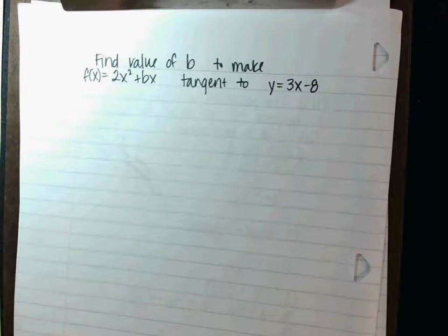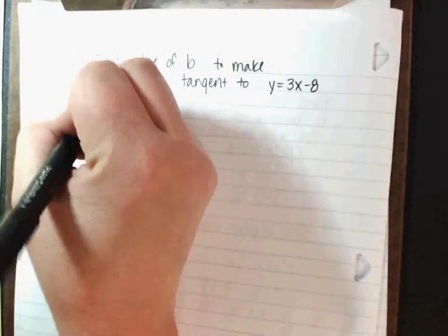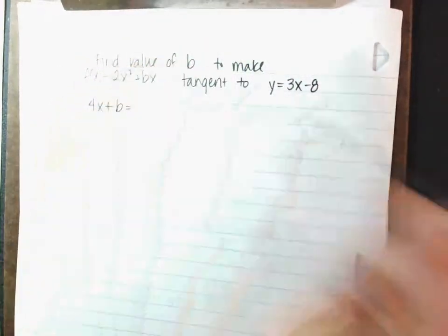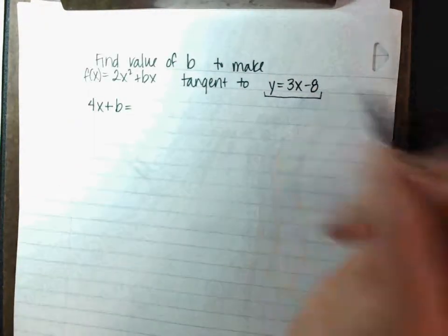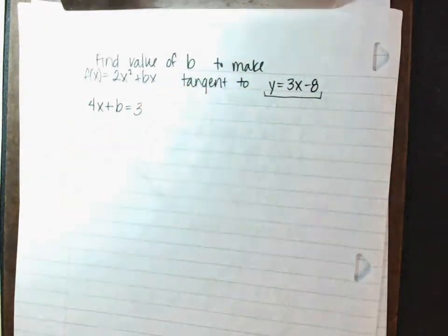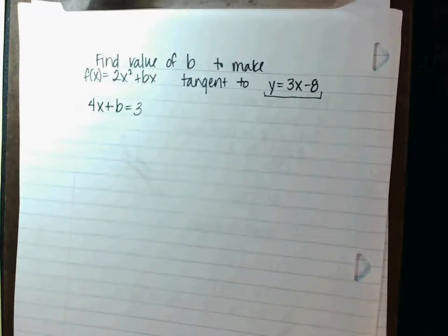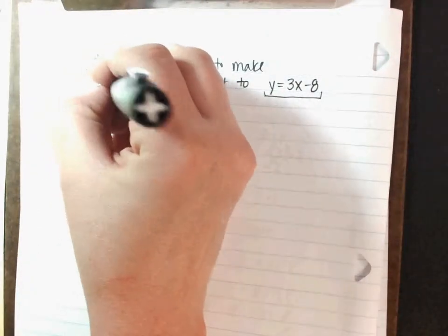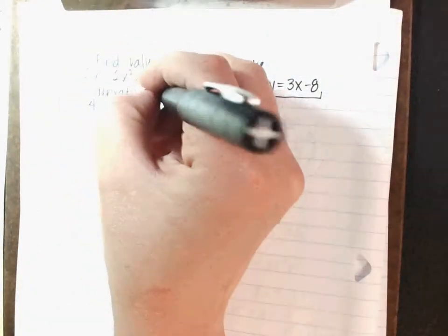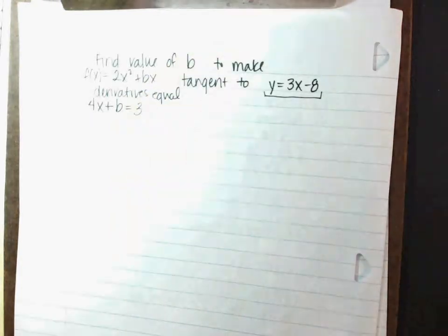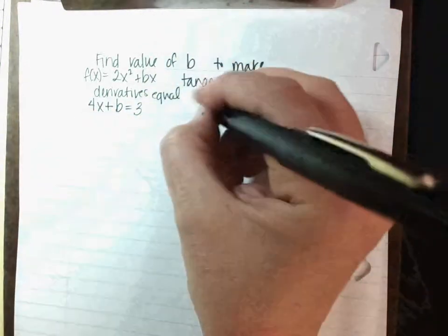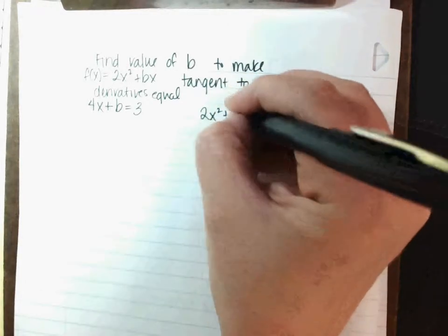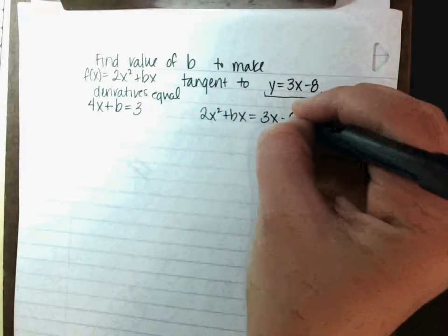So let's do our derivative side first. What's the derivative of f of x? 4x. Okay, good. 4x plus b equals. Other side, what's the derivative of this one? 3. Okay, and then from there, we don't get a direct answer for b, but let's go across to our other side. So these are our derivatives equal. What else are we going to set equal? The originals. Very good. So on this side, I'm going to let 2x squared plus bx equal 3x minus 8.